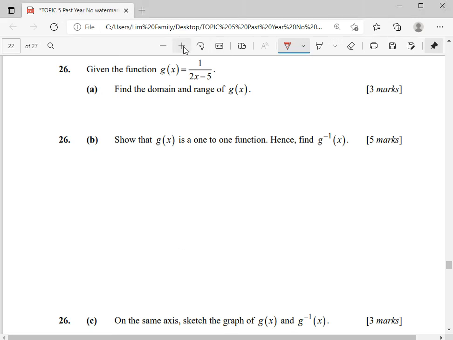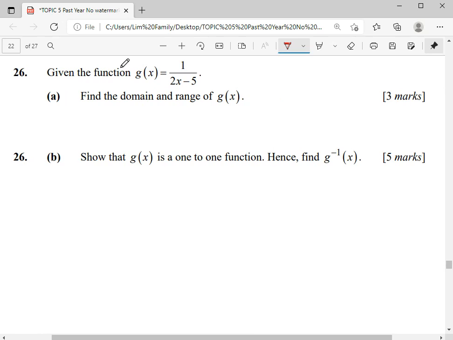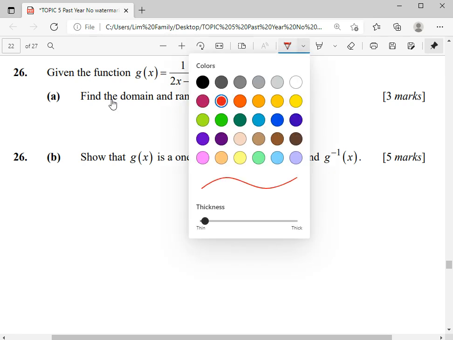For question 26, given a rational function, g(x) = 1 over 2x minus 5. A rational function is our special case for domain and range. The first question asks us to find the domain and range.